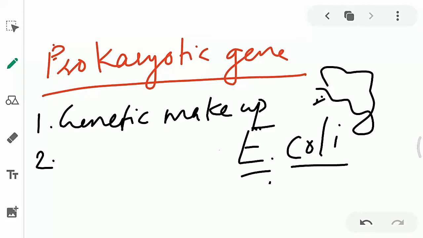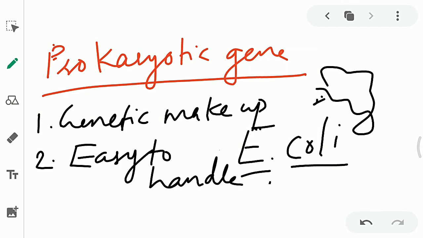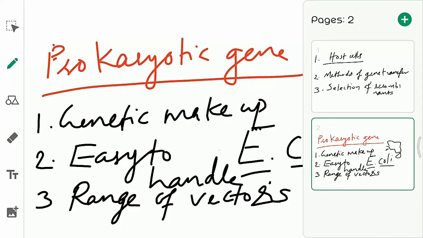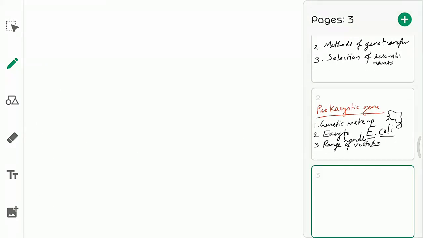Second important characteristic is it is easy to handle. Easy to handle in the sense easy to grow, easy to make further generations. Easy to grow in any of the conditions. Third important characteristic is they accept a range of vectors. These E. coli accept a variety of vectors. So these are some of the characteristics that made E. coli a favorable host for prokaryotic genes.